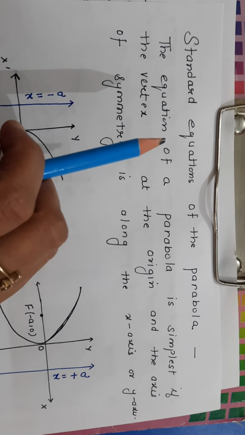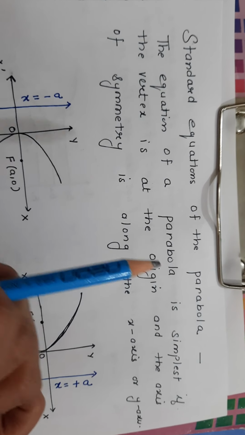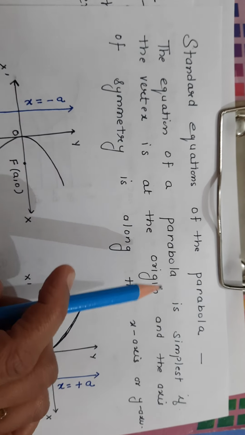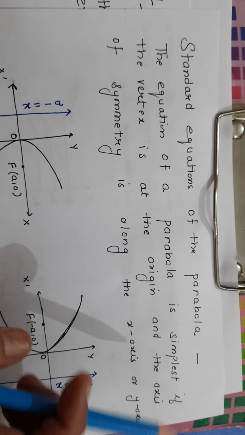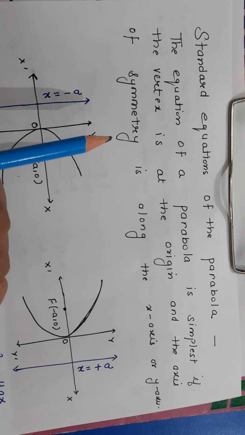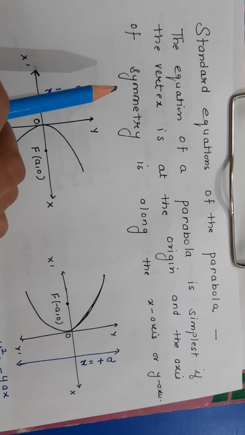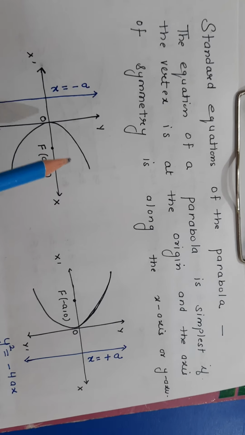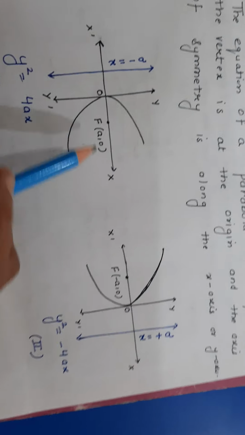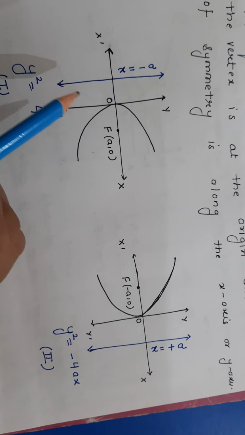Now I am going to discuss some standard equations of parabola. In your syllabus, you just deal with the standard cases. The equation of parabola is simplest if the vertex is at the origin and the axis of symmetry is along the x-axis or y-axis. The word symmetry I'll discuss later. Just look at the first case. This is your x-axis and y-axis. This is your vertex, origin.